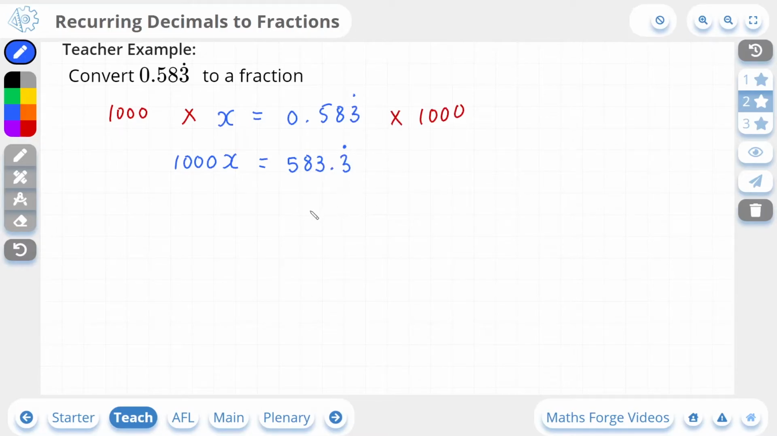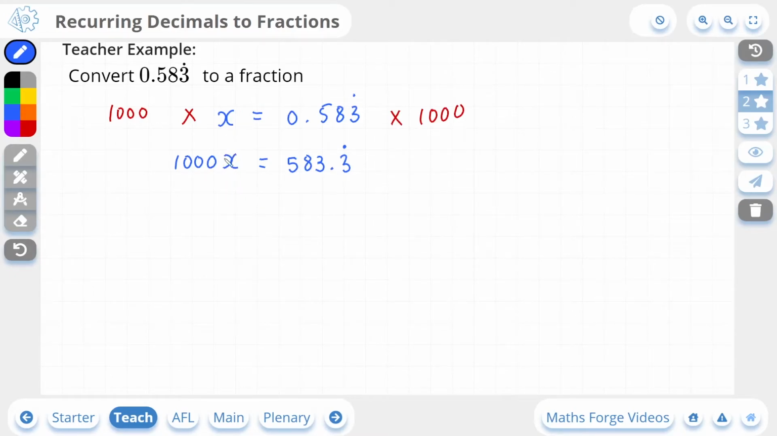And you might think, well, what's wrong with that? Remember for the first example, when we rearranged for x, it gave us a fraction. We must try and avoid using decimal numbers in fractions. So how do we actually go about solving this problem then?